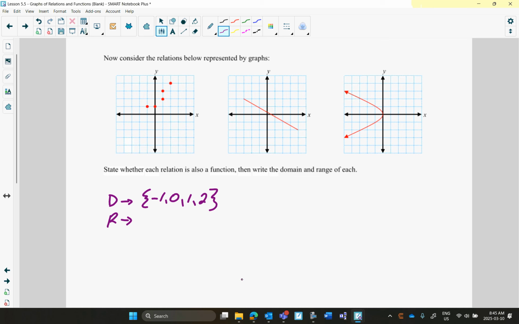Now we got to list the y coordinates. What's the y coordinate of this one? This one. So I don't have to write it twice. This one. And 4. So 1, 2, 3, 4. Is it a function? No, it's not.